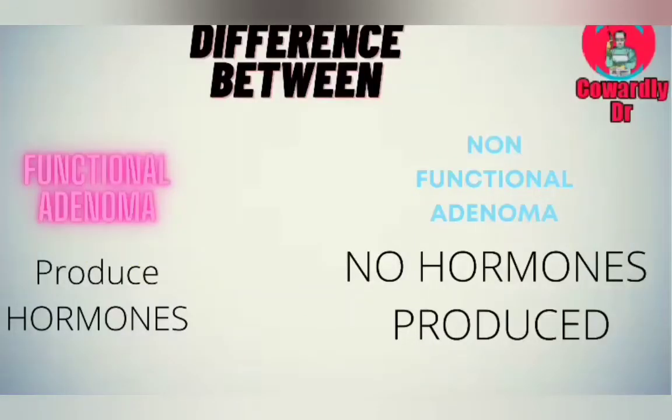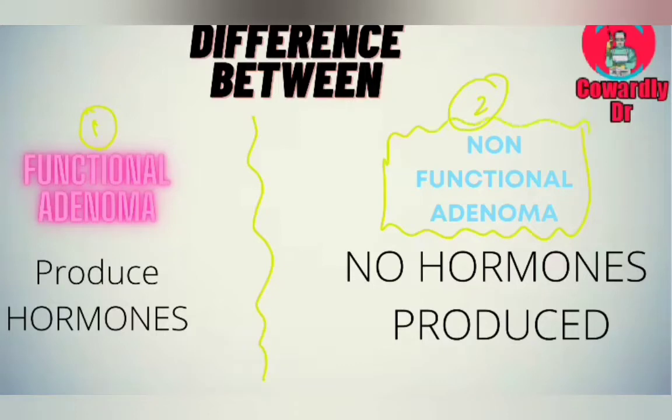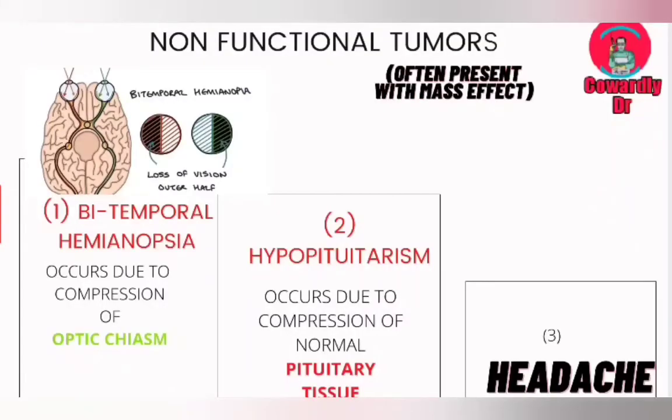Now we will discuss the classification of the adenomas. The adenomas are classified into number one, the functional adenomas, and number two, the non-functional adenomas. So what's the main difference between the two of them? Basically, the functional adenomas produce hormones, and in the non-functional adenomas, no hormones are produced.